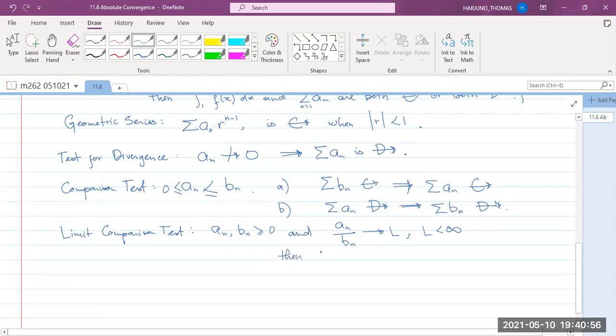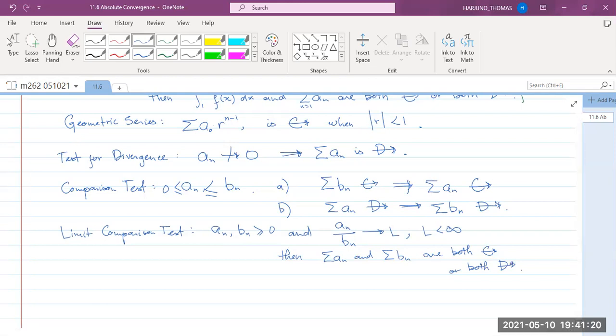Then the series a sub n and the series b sub n are both convergent or both divergent. Do I miss anything so far? That's actually for the next section though. So for 11.1, 11.7 later on, I will copy paste this.